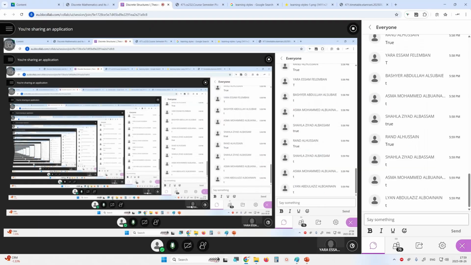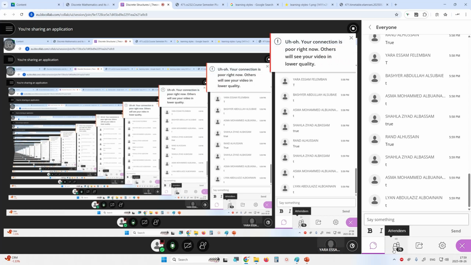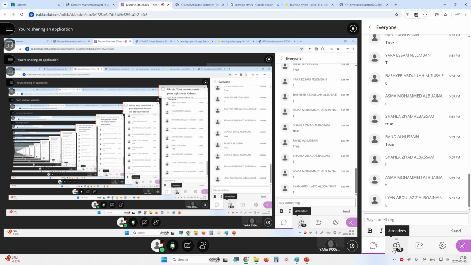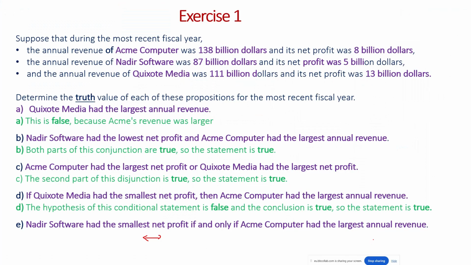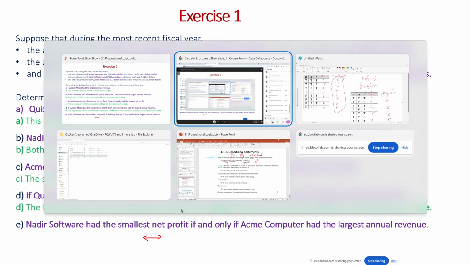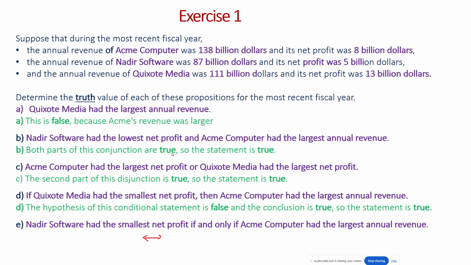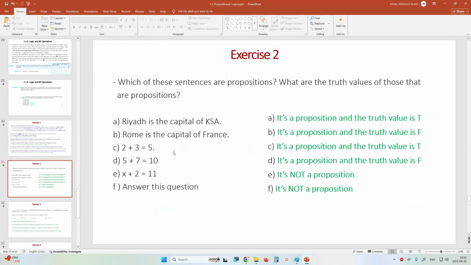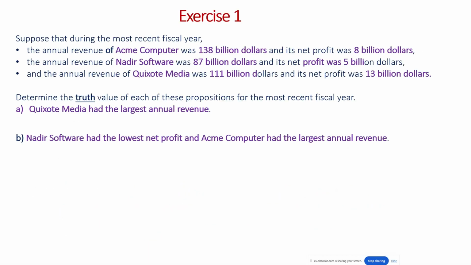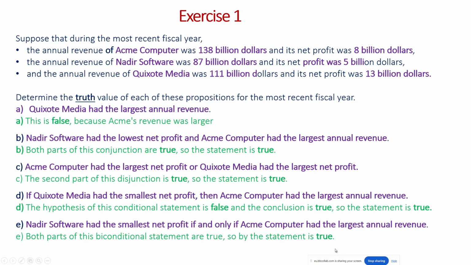Someone is raising the hand, or no? Poor connection. For right now, others will see a video in lower quality. I hope not. Anyways, go back here. Okay, what's happening? Okay, it doesn't want to discard. Shift F5. Okay, we did this, so it should be true.